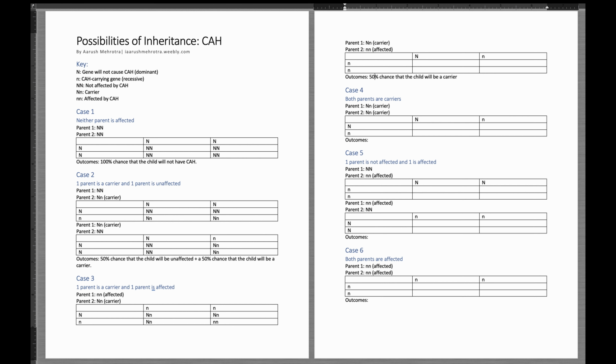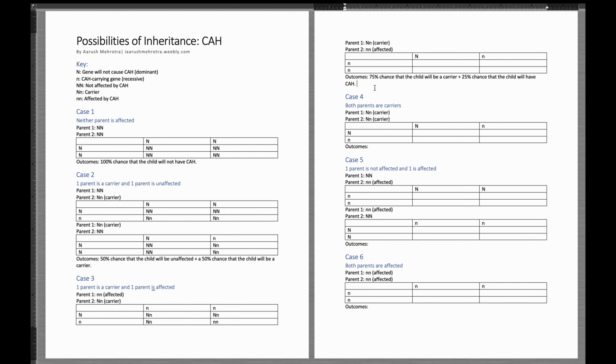There's a 75% chance that the child will be a carrier actually, and there's a 25% chance that the child will have CAH. We see the same thing if the roles of the parents were reversed, as in if parent 1 is a carrier and parent 2 is affected. Once again, we find that there's a 75% chance that the child will be a carrier and a 25% chance that the child will have CAH.